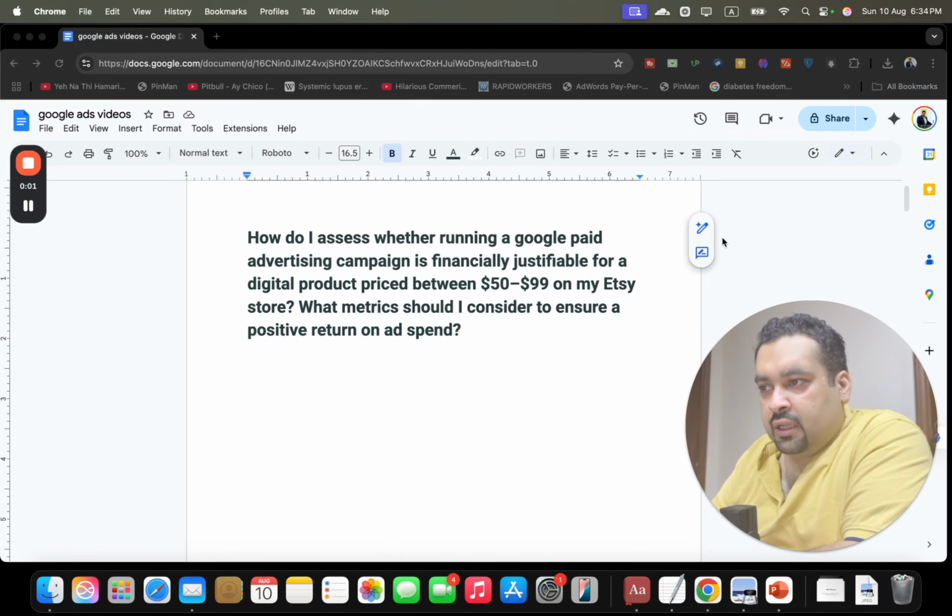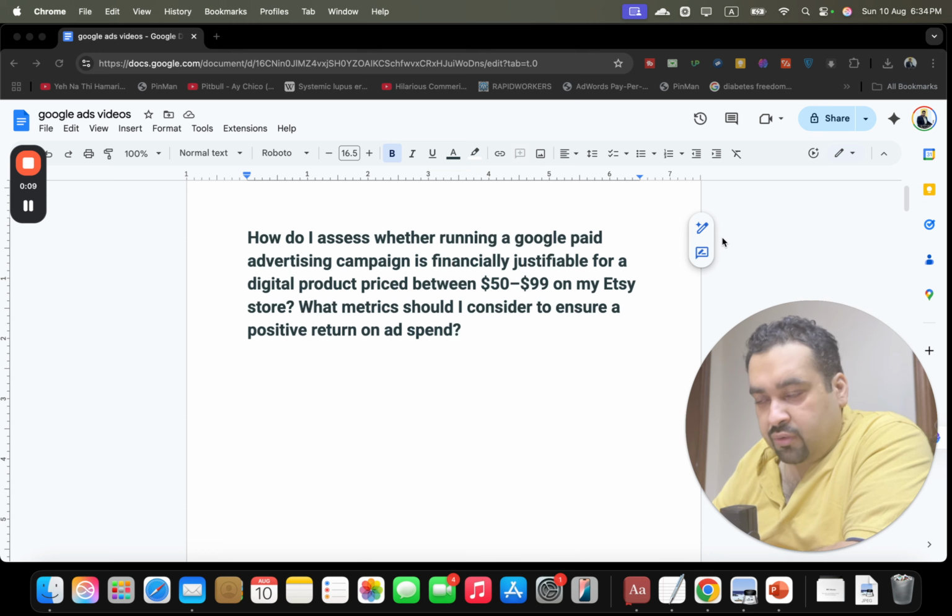How do I assess whether running a Google paid advertising campaign is financially justifiable for a digital product priced between $50 to $99 on my Etsy store? What metrics should I consider to ensure a positive return on ad spend?